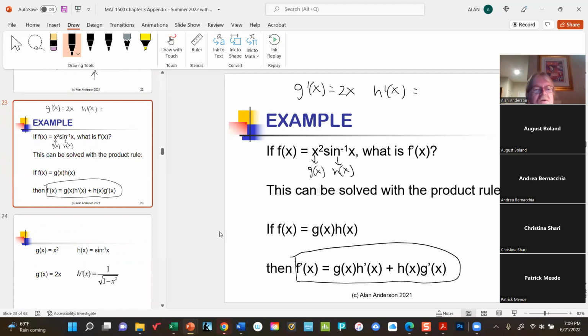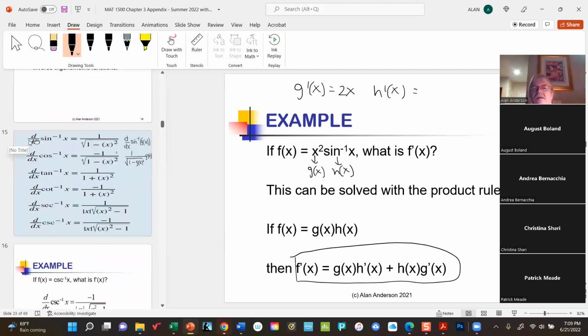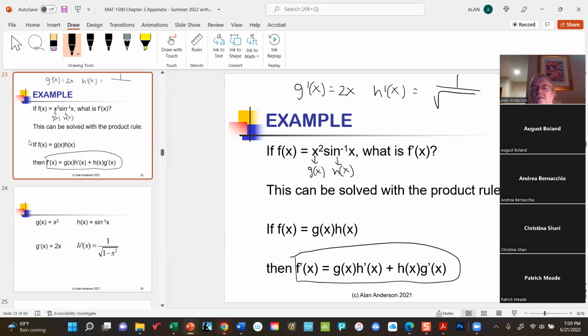And for that, we can go back to our chart because it is just plain the arc sine of x. So it's 1 over radical 1 minus x squared. And now we just plug in the numbers that we have into this formula down here. So g of x will be x squared. This will be 1 over radical 1 minus x squared. Here for h of x, we have the arc sine. And g prime of x is just 2x.